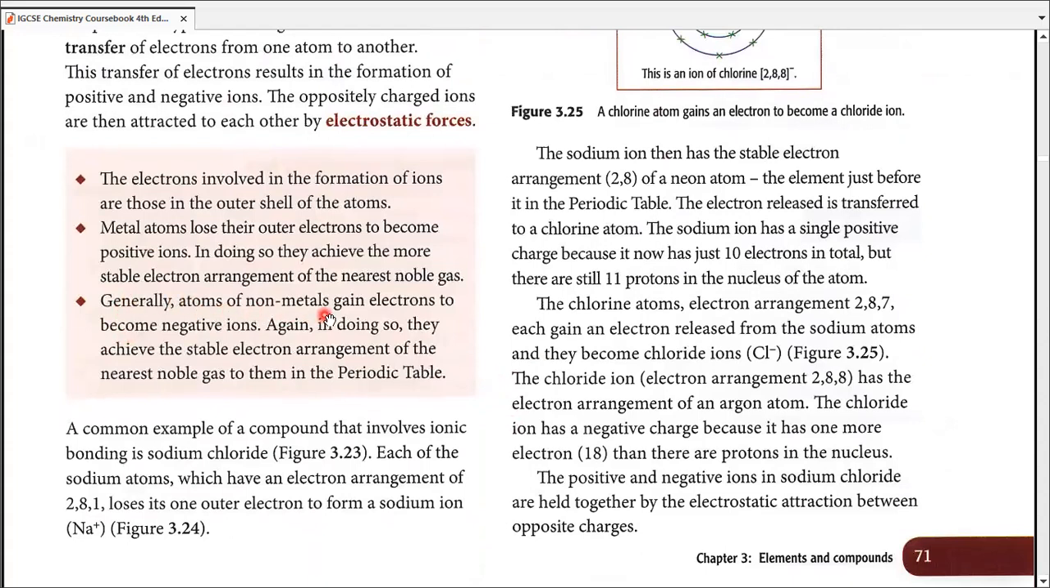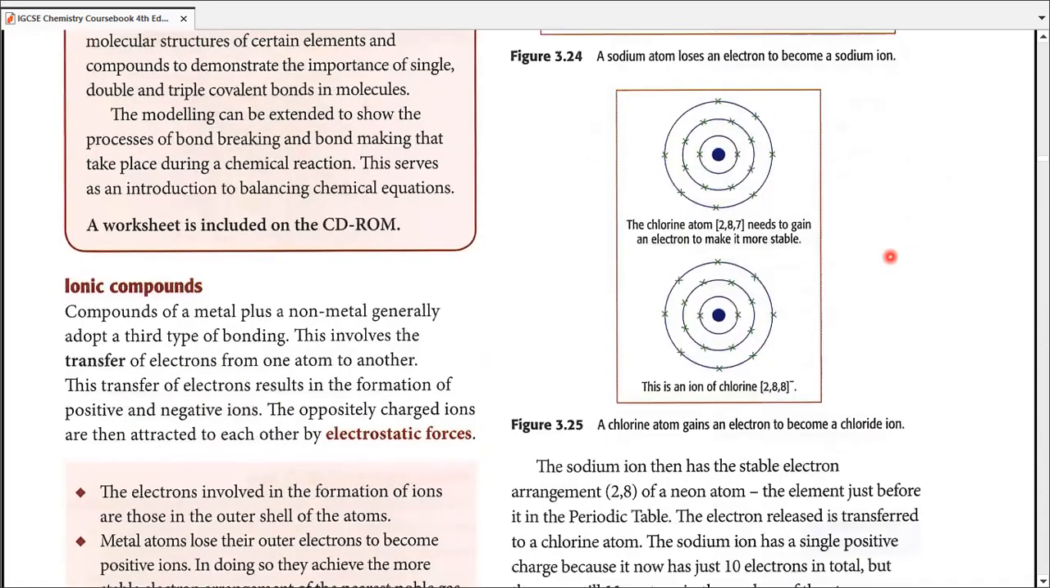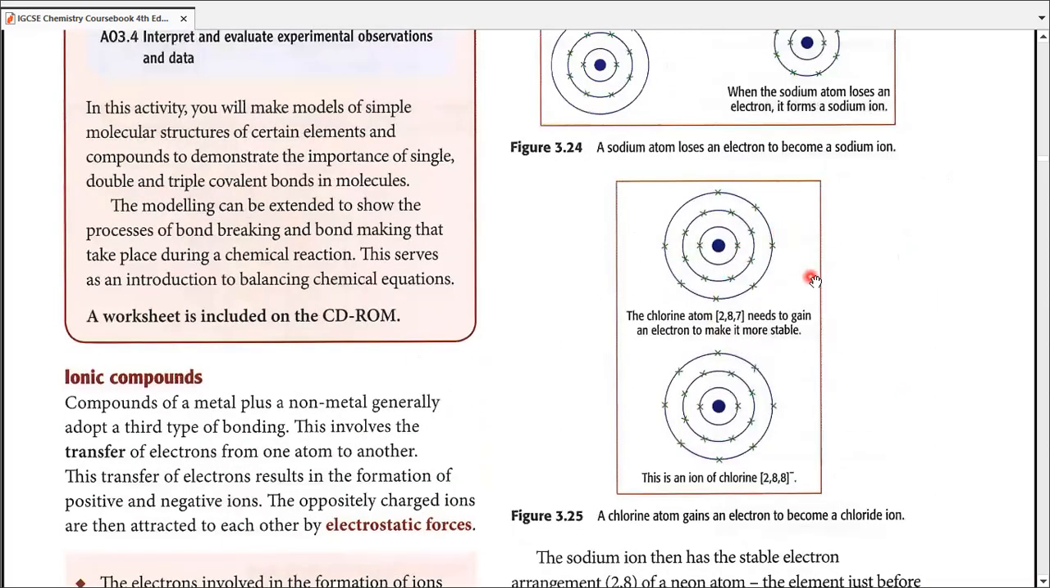Generally, atoms of non-metals gain electrons to become negative ions. So the electrons that were lost by the positive ions or metal atoms are gained by the non-metal ones, and they become negative ions. Again, in doing so, they achieve the stable electron arrangement of the nearest noble gas of the periodic table. In this case, we talk about chlorine doing so. Chlorine has the configuration of 2,8,7: 2 electrons in the first shell, 8 electrons in the second shell, and 7 electrons in the third shell.